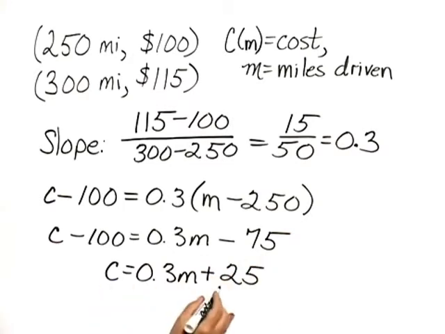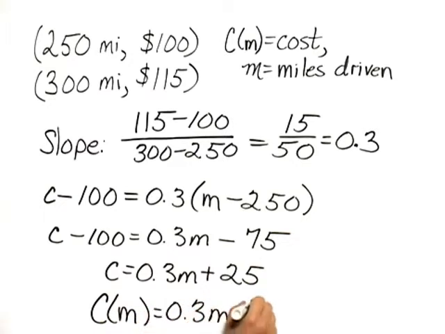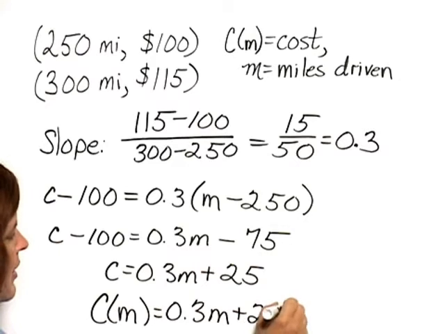This is an equation of the line, and I wrote it with just a C, but let's go ahead and write it with the function notation C of M equals 0.3 M plus 25. This is an equation for a linear function that fits the data.